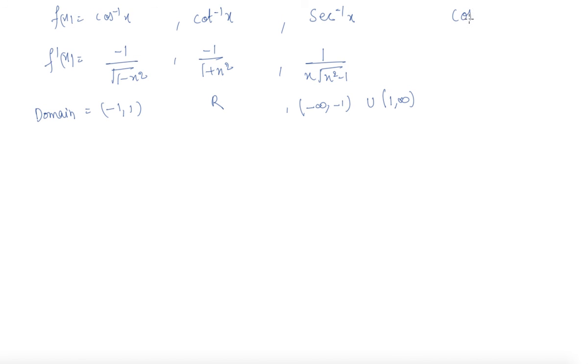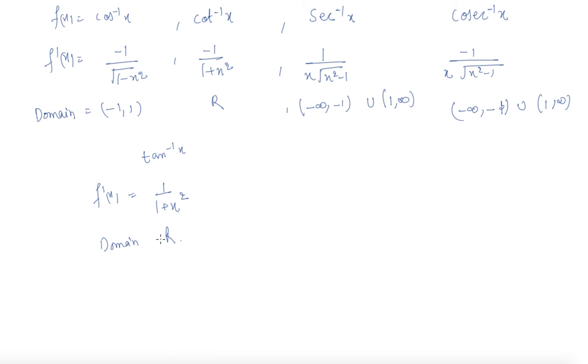If the function is given to us as cosecant inverse x, the derivative will be minus 1 over x into root of x square minus 1. The domain is the same as secant. And if the function is tan inverse x, the derivative will be 1 over 1 plus x square, and the domain will be R. So I have written down here all the derivatives of inverse trigonometric functions.